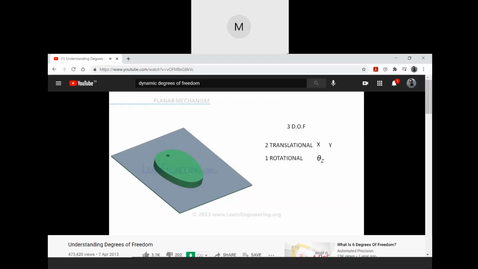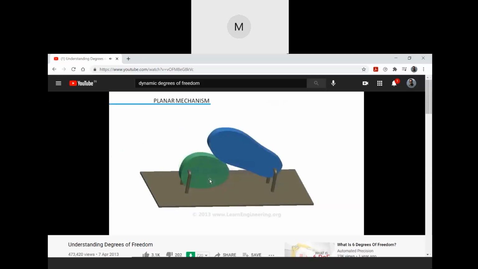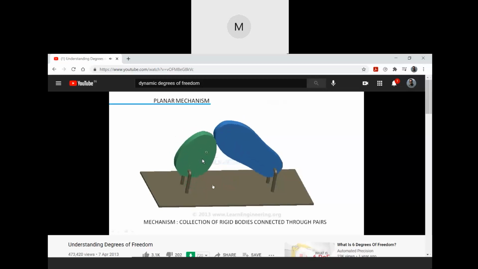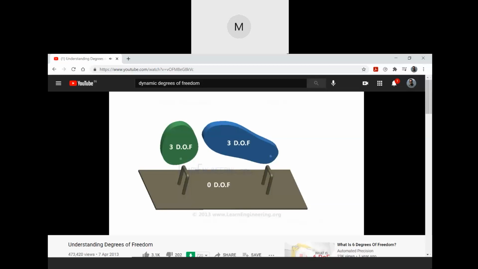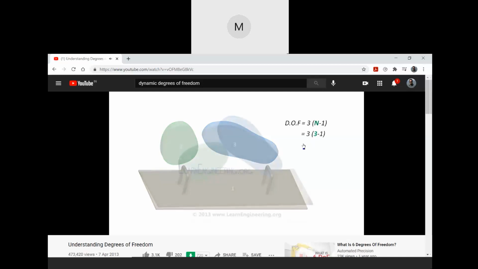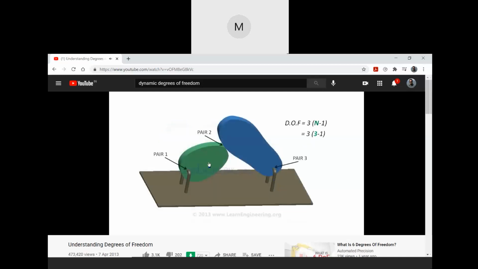Now, consider this planar mechanism. A mechanism is a collection of rigid bodies, or links, connected through pairs, provided one link is grounded. If the system were not connected like this, then each link, except the ground, would have 3 degrees of freedom. So total degrees of freedom, or mobility, is 3(n-1). N represents the total number of links, in this case 3. But when we connect it together through pairs, links will not have the same 3 degrees of freedom.